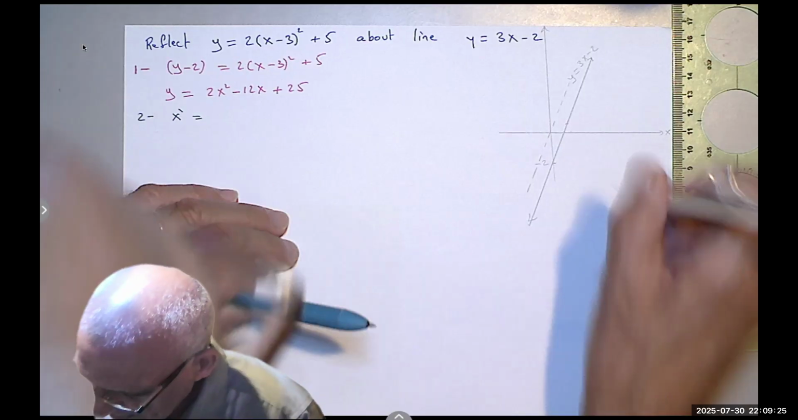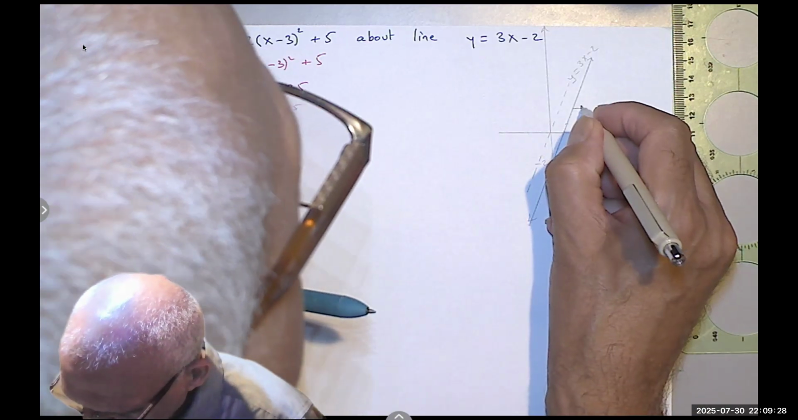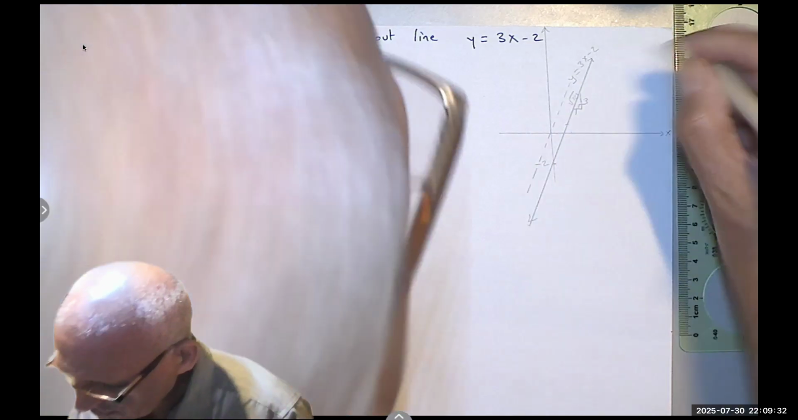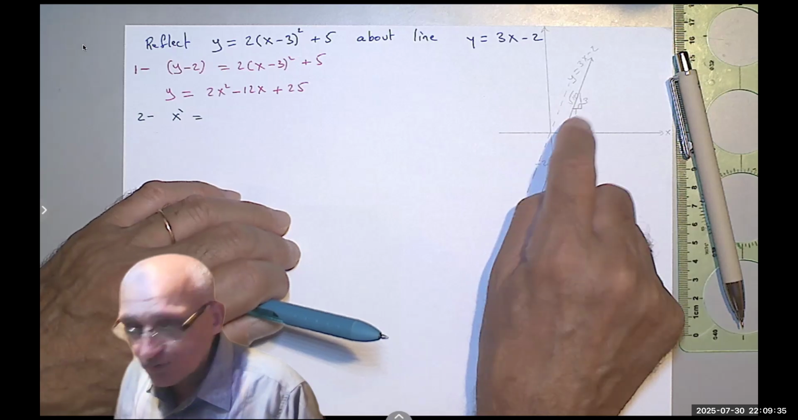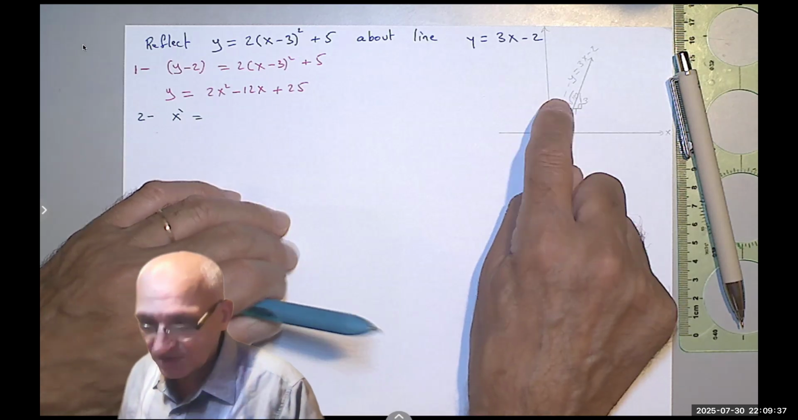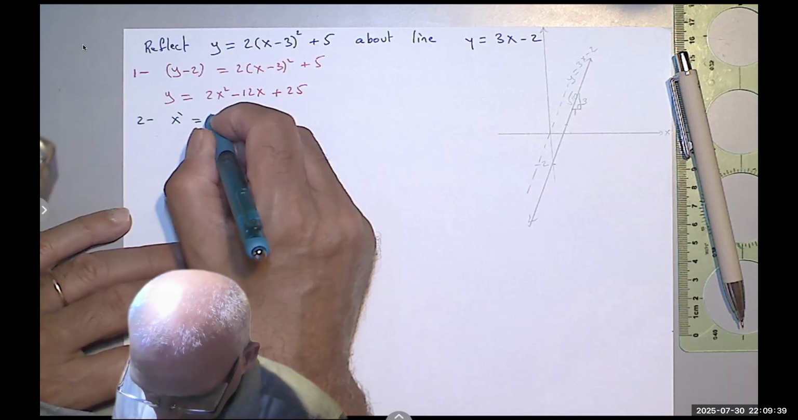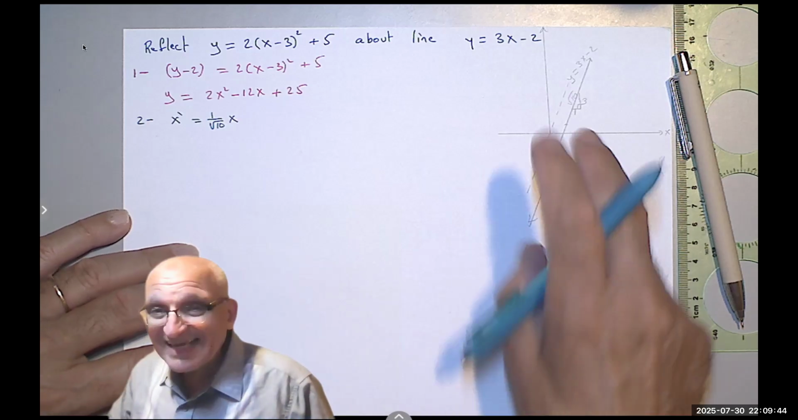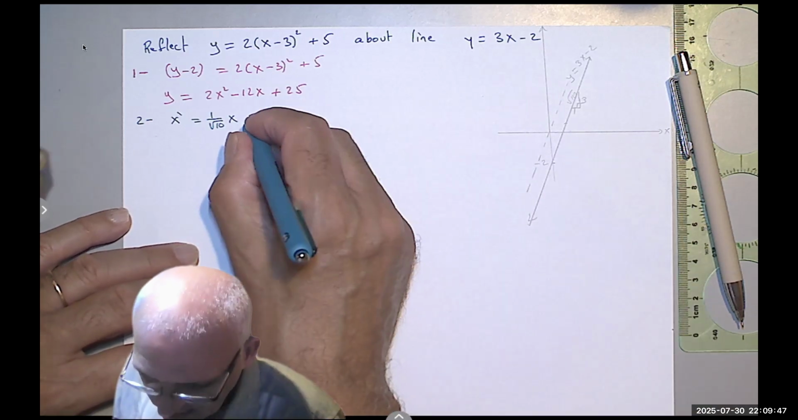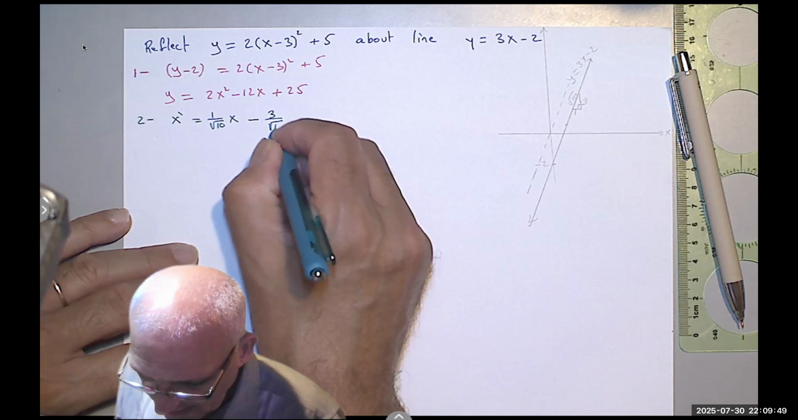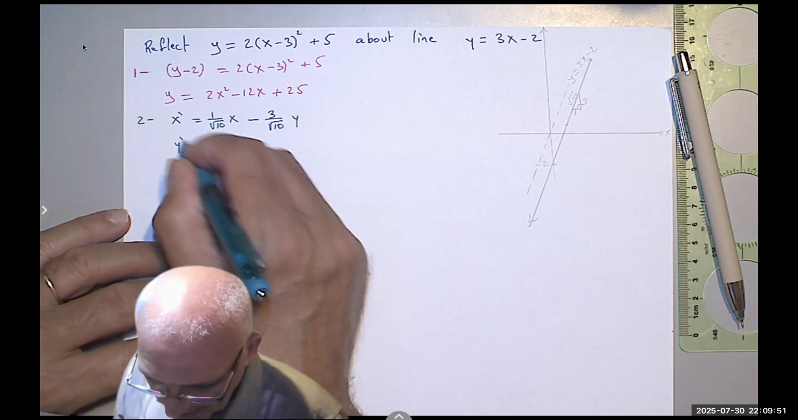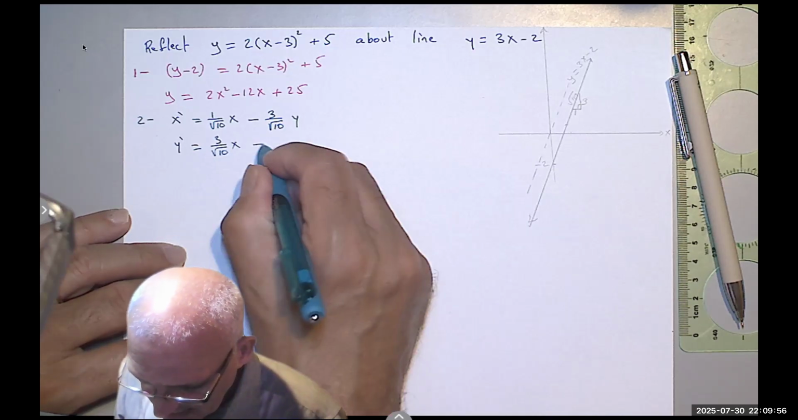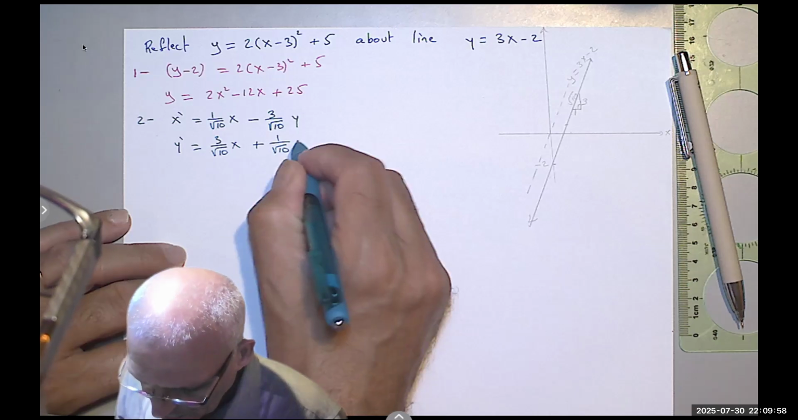Notice that this slope is 1 to 3, right? So the hypotenuse is root 10. So now the cosine of this angle is 1 over root 10, and the sine is 3 over root 10. So I'm going to say 1 over root 10 x, and now I'm rotating counterclockwise, so it would be minus 3 over root 10 y. And the y prime would be 3 over root 10 x plus 1 over root 10 y.